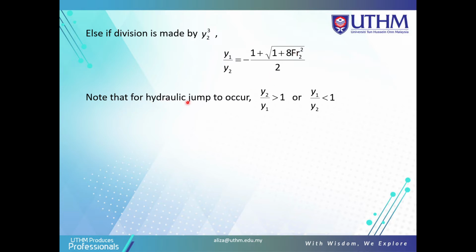Note that for a hydraulic jump to occur, y2 over y1 must be more than 1, or y1 over y2 is less than 1. You must consider this assumption that a hydraulic jump occurs, based on y1 over y2 less than 1 and y2 over y1 more than 1. And you must follow the conjugate depth also to get the y1 and y2.